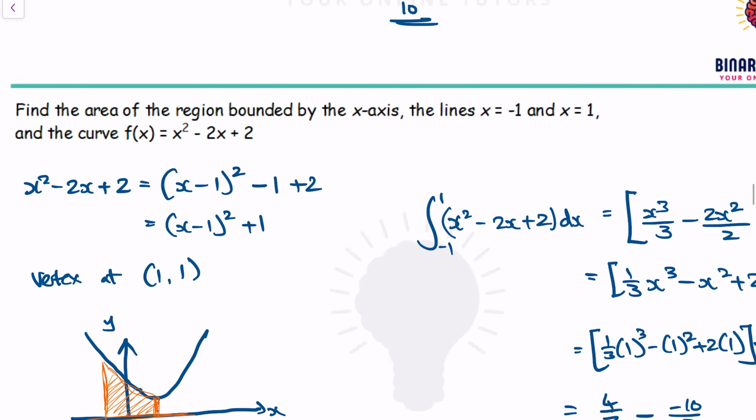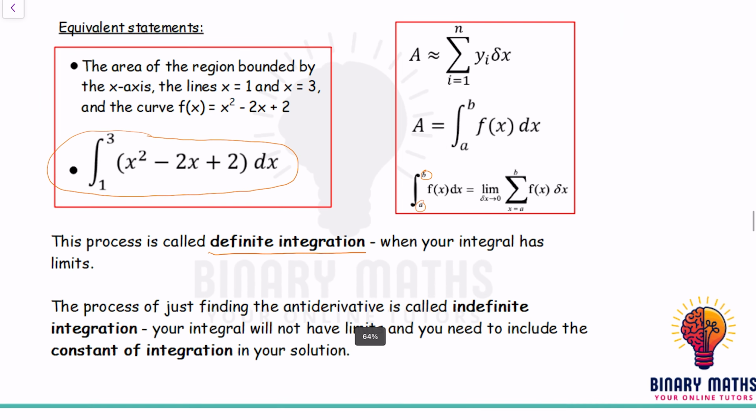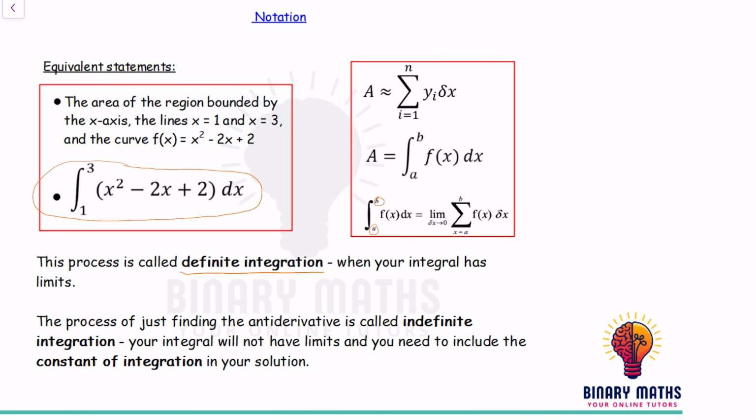And remember, in the last lesson, when we're doing indefinite integration, your integral would not have limits, and you need to include the constant. Remember, we were adding c to your answer at the end, to your solution. So constant of integration for indefinite integral. So you have f of x dx. When you integrate that, you're going to get an answer and then plus c.